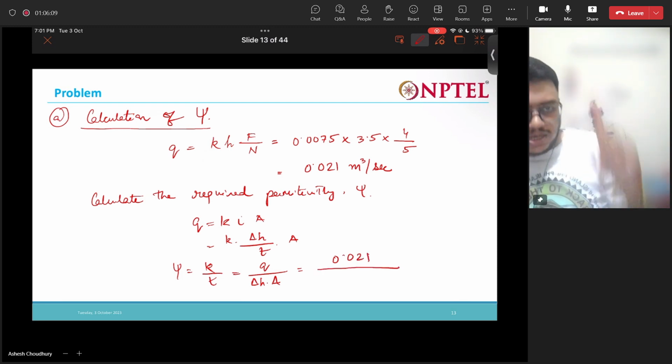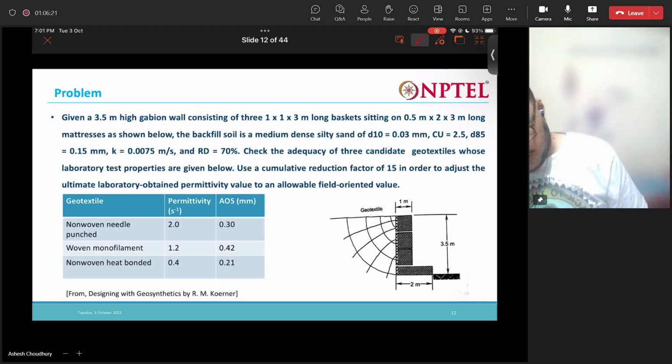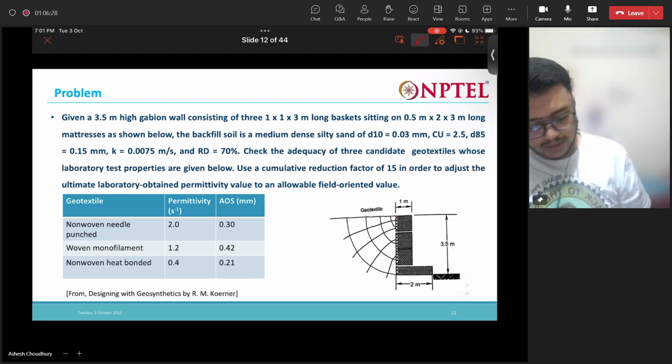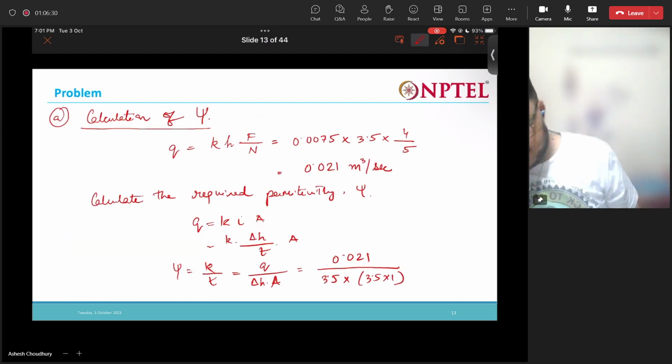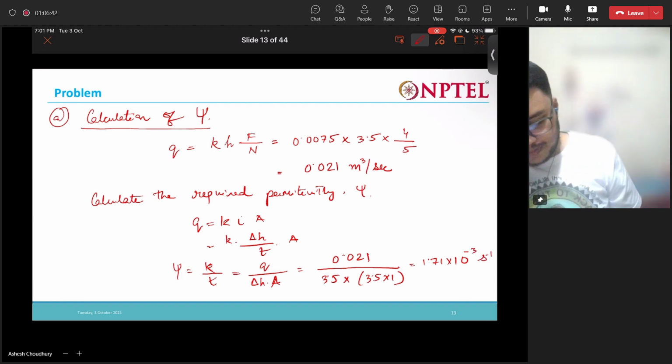What is the flow? This is happening through 3.5 meter into 1. What is the area? 3.5 into 1, meaning the 3.5 height into 1 meter along the out of plane direction. Okay, so 3.5 into 1. From here we will get 1.71 into 10 to the power minus 3.